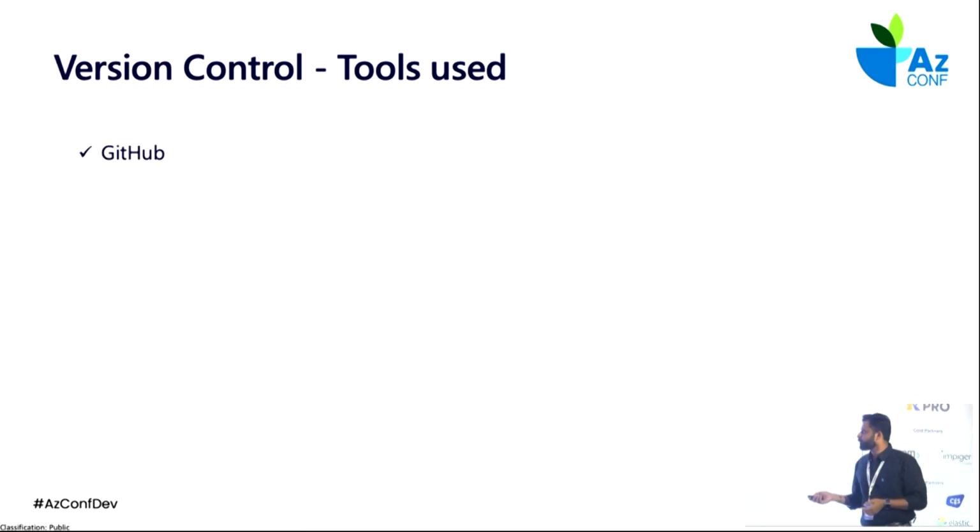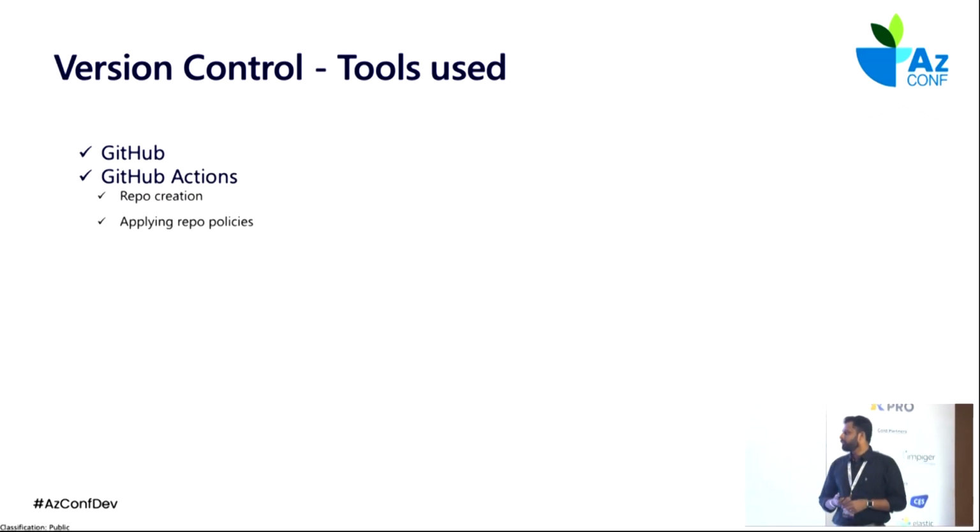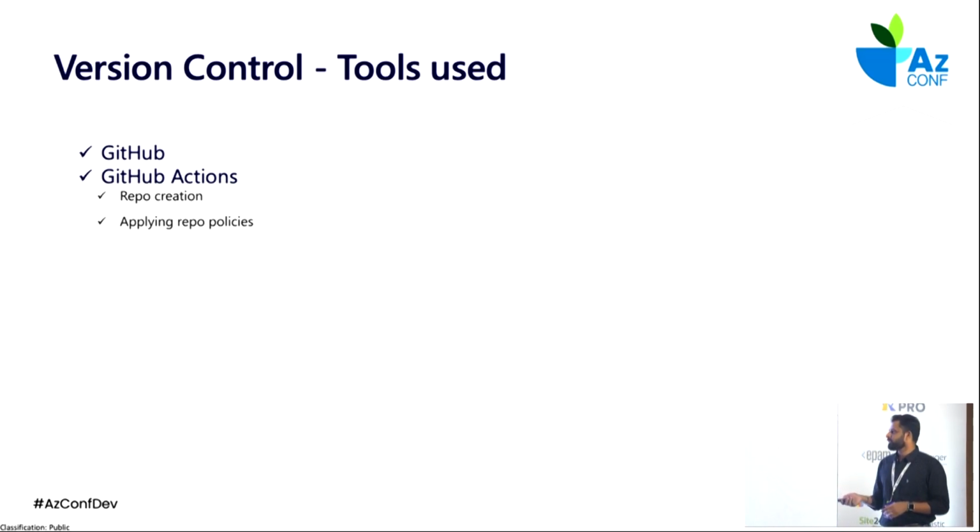And for version control, the tools we used: GitHub is our version control system. That's where most of our work is done. All the source code is hosted there. And we're using GitHub Actions to do the repo creation and repo policies, etc. A lot of people understand GitHub Actions as only a CI/CD tool, but it also does a lot of things. So we're using that for repo creation, applying the repo policies, etc.